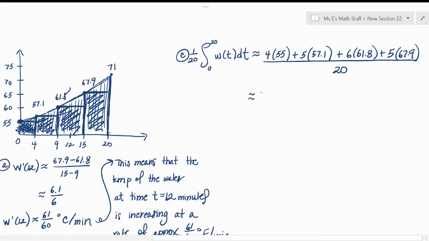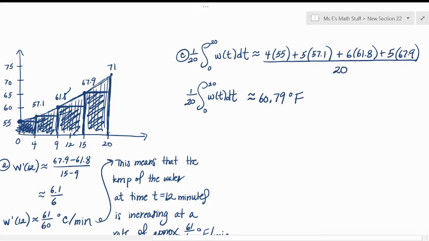And I believe you get that 1 over 20 times the integral from 0 to 20 of w(t) dt would be approximately 60.79. I think there's a 0 after that, degrees Fahrenheit. And so, or no, that's exactly what we got, but it's an approximation. That's what it was. Okay.